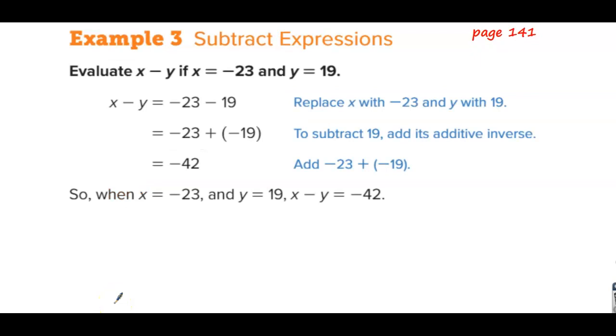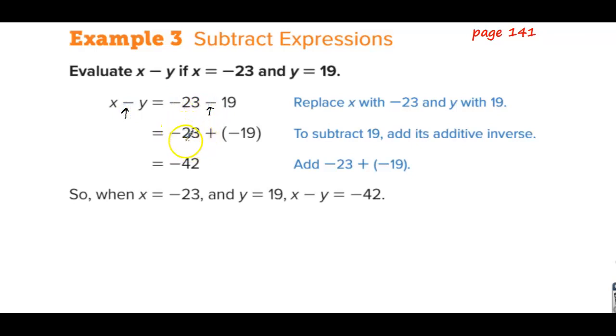Moving on, example 3 on page 141. This is where we learn to substitute values, okay? They've given us x minus y, and they said let x be negative 23 and y be 19. So what they do is they take the x out and put the negative 23 in, take the y out, put the 19 in, and remember this was a minus sign here, so there's a minus sign there.